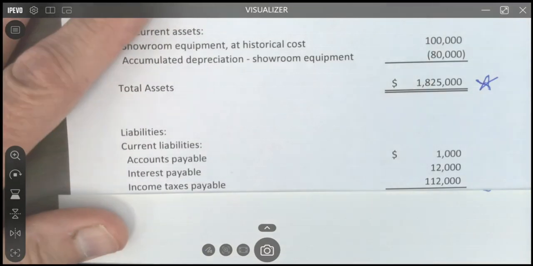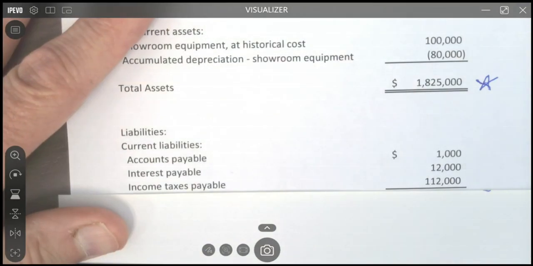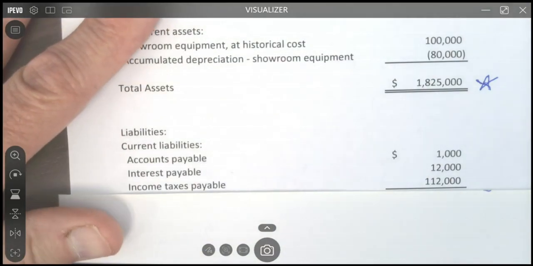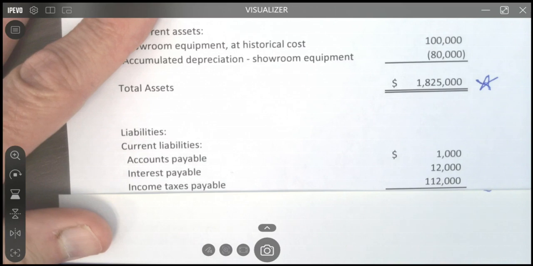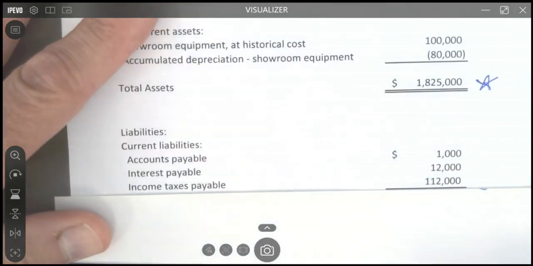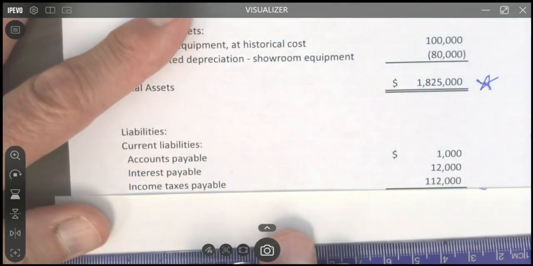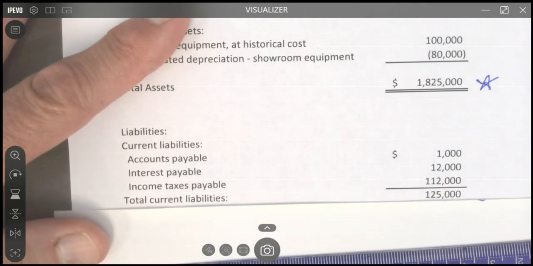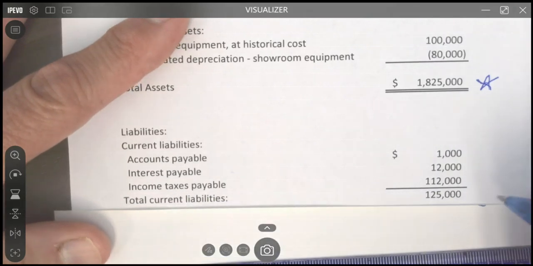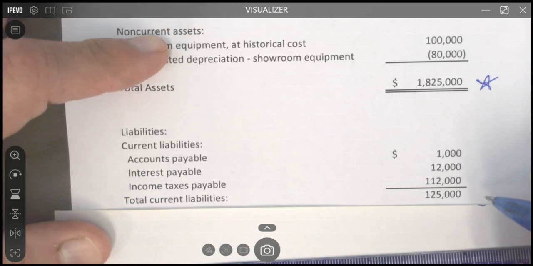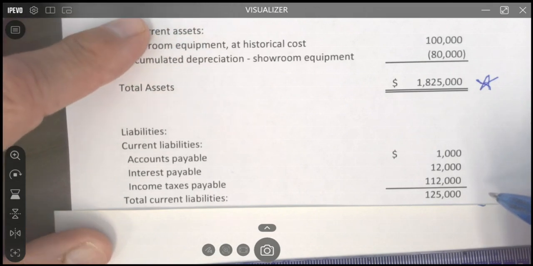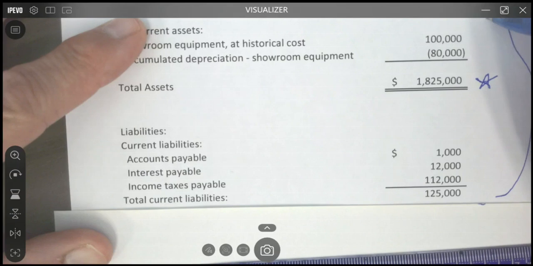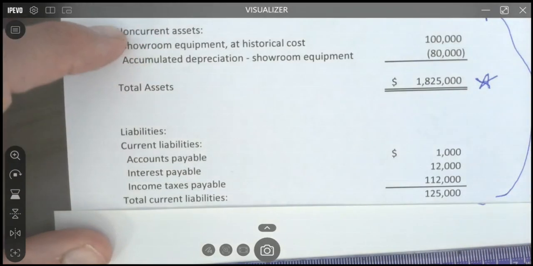Income taxes payable is 102,000 associated with the tennis division and 10,000 associated with the racquetball division's profits for 112,000. And our total current liabilities are 125,000, much less than our current assets. So we're in quite a liquidity position.